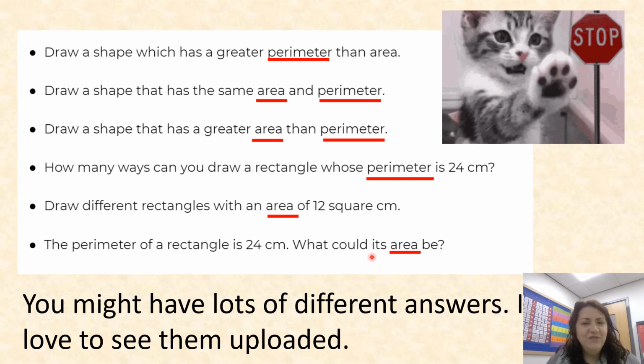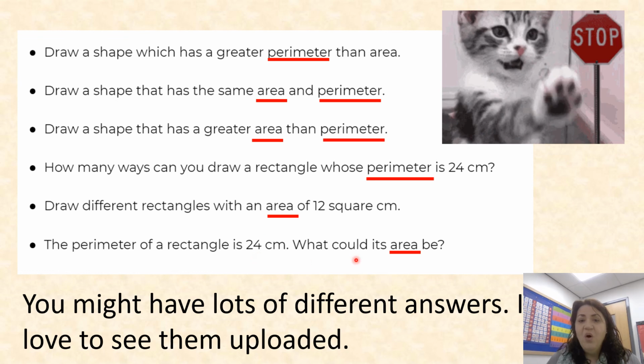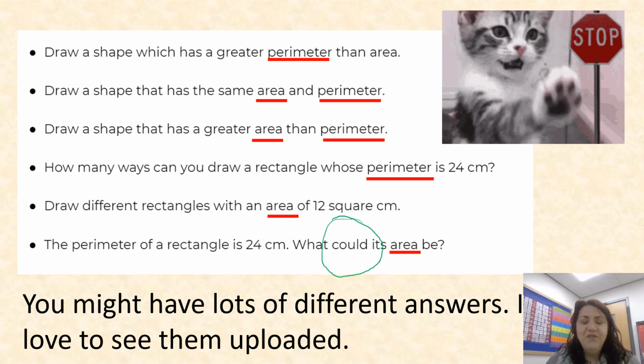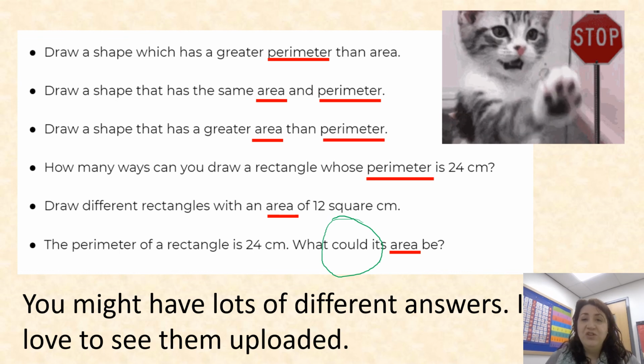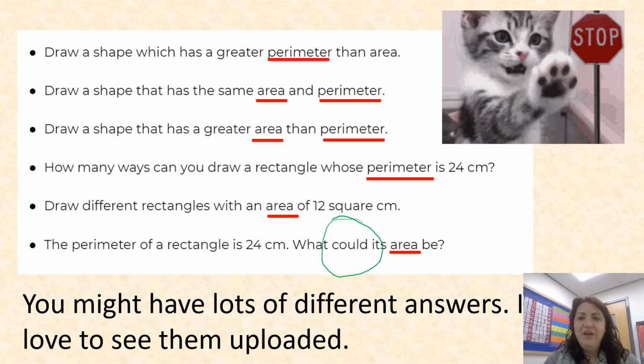This last one really will get you thinking. The perimeter of a rectangle is 24. What could its area be? And that word could is super important because that means there's more than one answer. Okay, if the perimeter is 24, what could its area be? You might even see if you can find more than one. Okay, so they're tricky, but have a go. Lots of experimenting, lots of drawing rectangles with what you've done. This one's going to have to be on paper. Okay, so pause now and have a go at those.